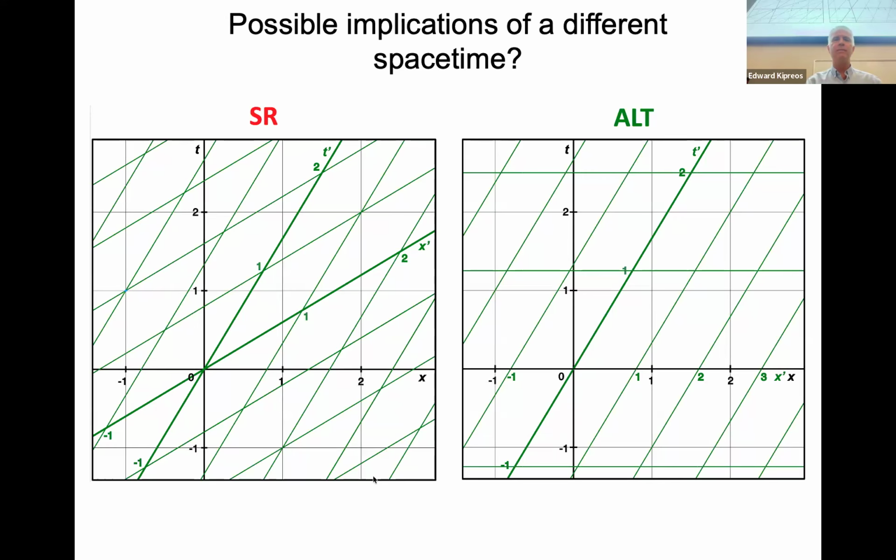So what are some possible implications of a different spacetime? So what we're talking about is spacetime. Well, spacetime is the most basic thing in the universe. Everything is built on spacetime. And we're talking about a very big difference: time is offset with distance or it's not. Okay, are there any potential implications of this?